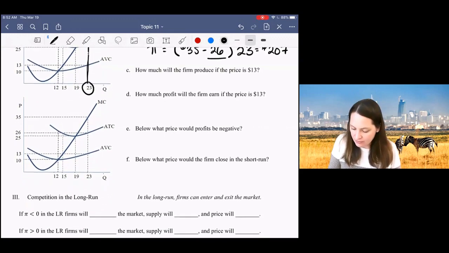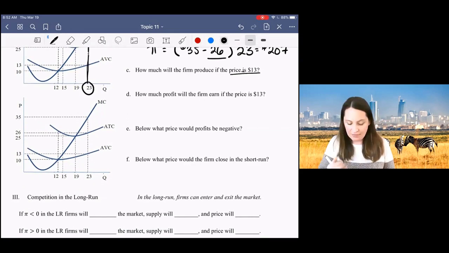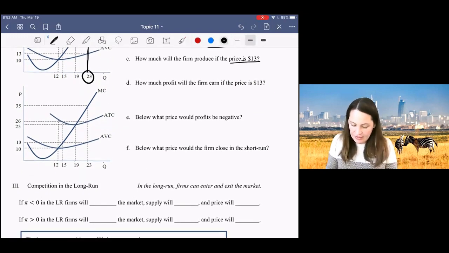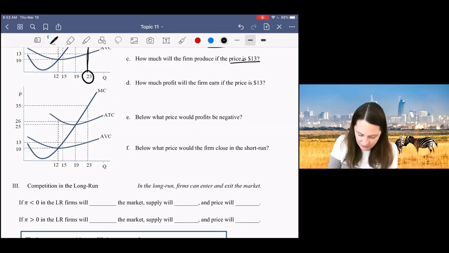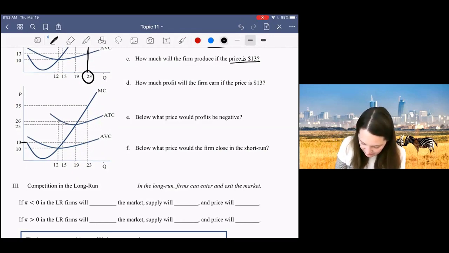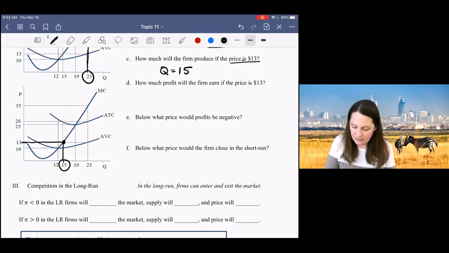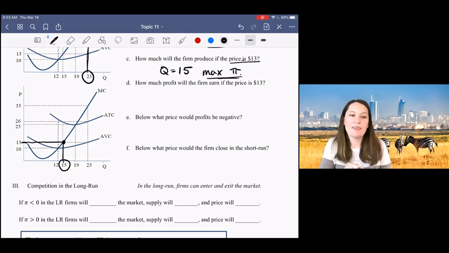So now we're going to look at a different price. Say the price is 13. And I'm going to go down here to the second graph so I can keep everything straight. And if the price is 13, how much will the firm produce? So again, I'm going to just find 13 on my graph. I'm going to come over to my marginal cost curve. Produce as long as price is greater than marginal cost. So my profit maximizing quantity is 15. Okay. This is how we maximize profits. Given the price of 13, that's the quantity that's going to give the firm the highest amount of profit.